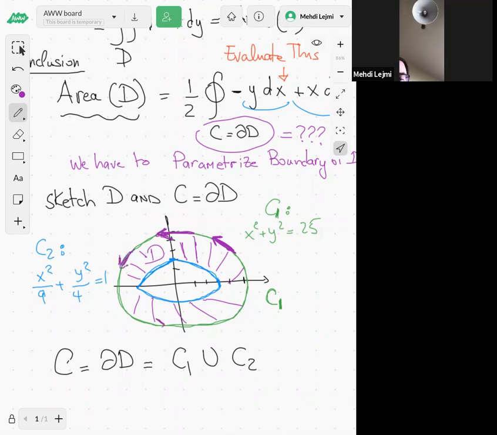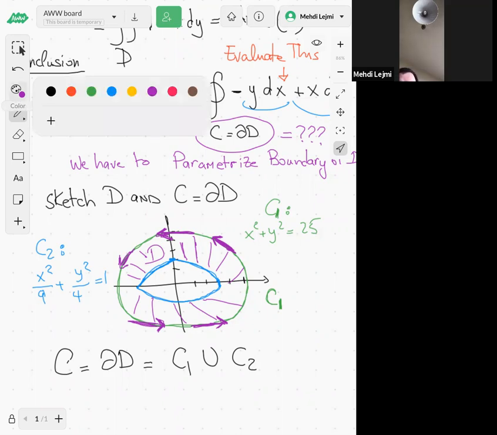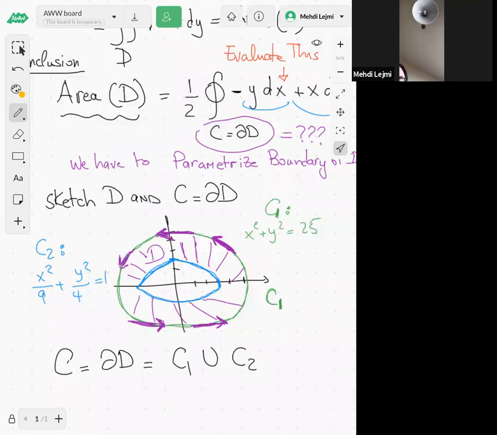Right. So then D would be on the left as one traverses the circle. Now, what about the rotation of the ellipse? Again, D would be on the left, so you need a clockwise orientation for C2, because you need D to be on the left. So this would be the right orientation for the ellipse.